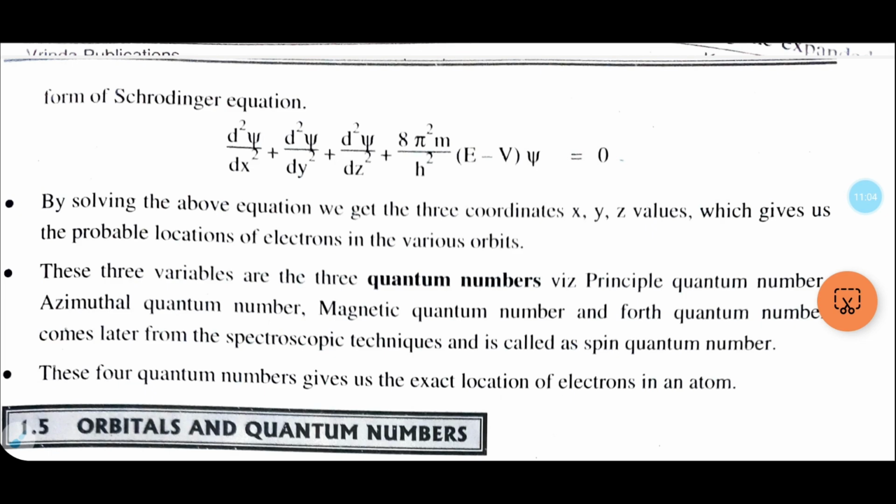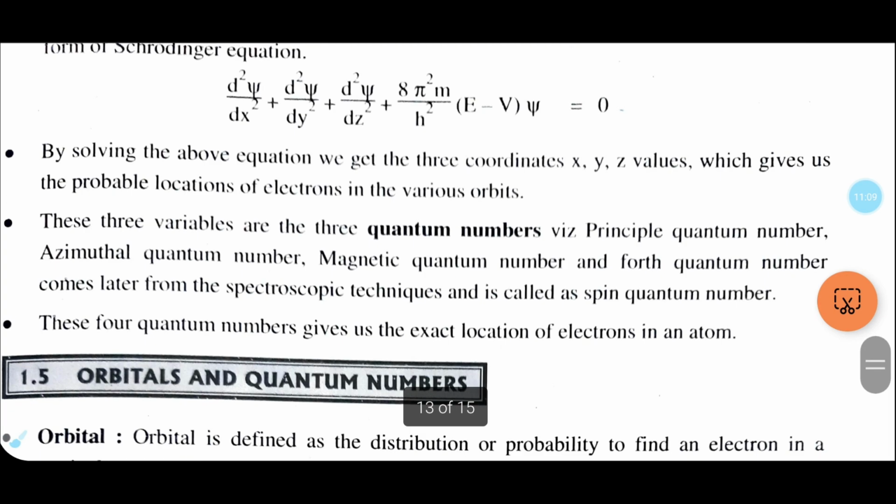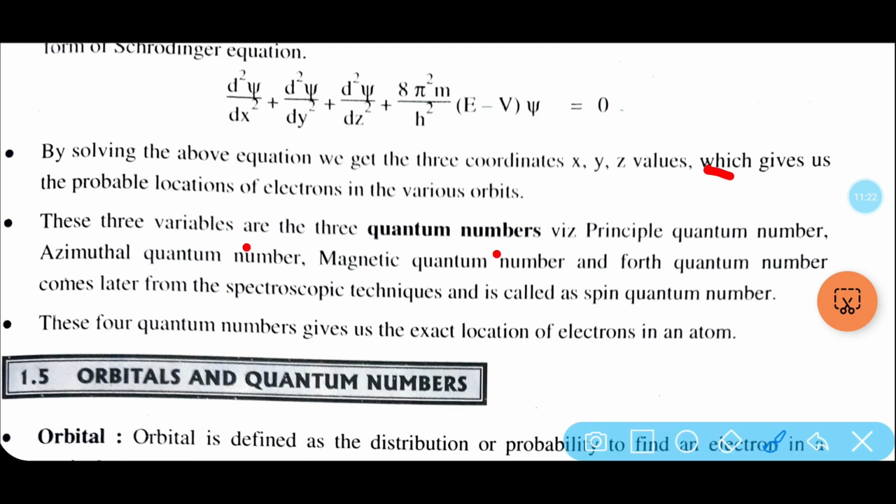These three variables are the three quantum numbers. That means the position of the electron in the orbit is explained by this equation, but in the form of three different quantum numbers. These quantum numbers are the principal quantum number, azimuthal quantum number, magnetic quantum number, and the fourth quantum number comes later. From spectroscopic techniques we today know it as the spin quantum number. So these four quantum numbers give us the exact location of the electron in the atom.